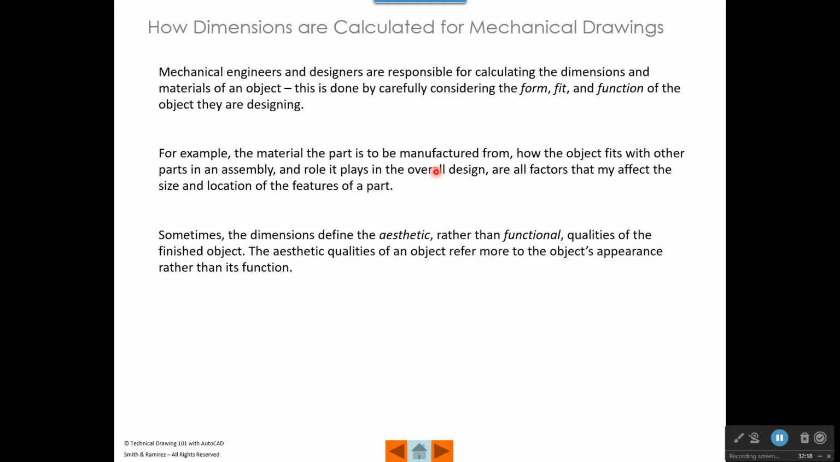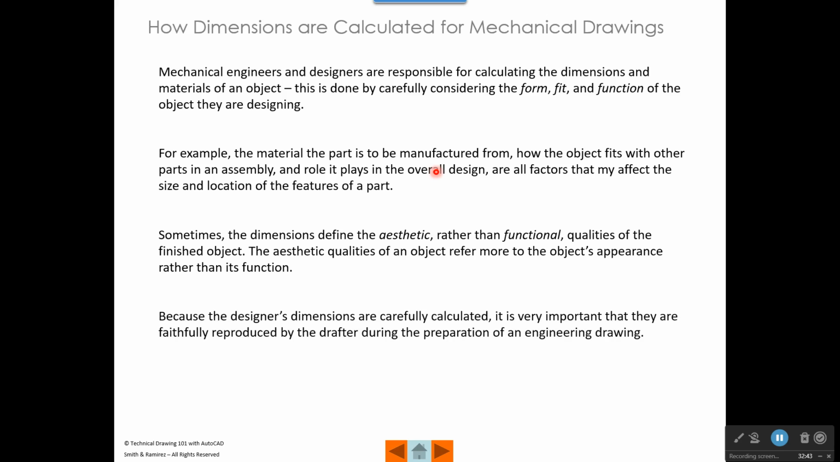Sometimes dimensions define aesthetic rather than functional qualities. The aesthetic qualities of an object refer more to the object's appearance rather than its function. So we might say that aesthetics is involved with, is the object beautiful or not, right? Where it's less about the function. Because the designer's dimensions are carefully calculated, it's very important that they are faithfully reproduced by the drafter during the preparation of an engineering drawing.